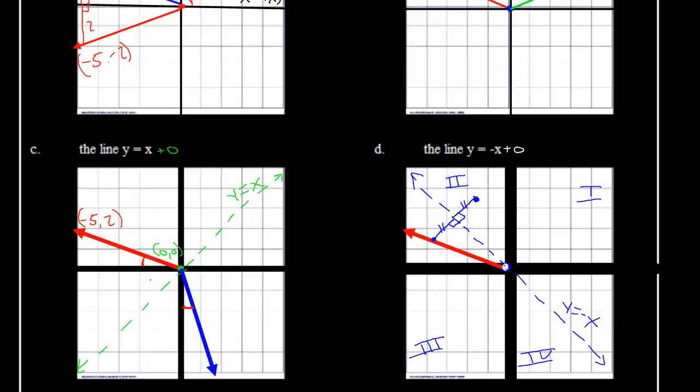So if I connect those 2 points, I get a ray that looks something like this. Annotating this, in a perfect world we would be saying that the angle between the red ray and this line of symmetry is identical to the angle between this blue ray and this line of symmetry. I guess that's true in all these.